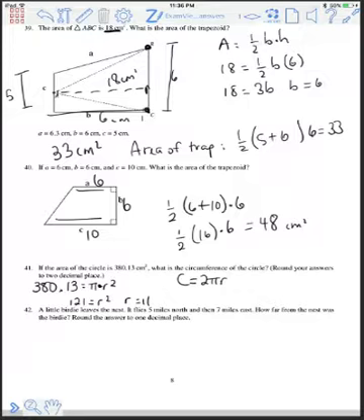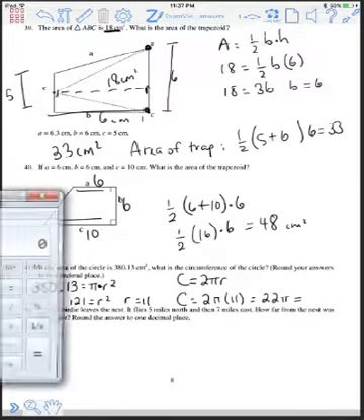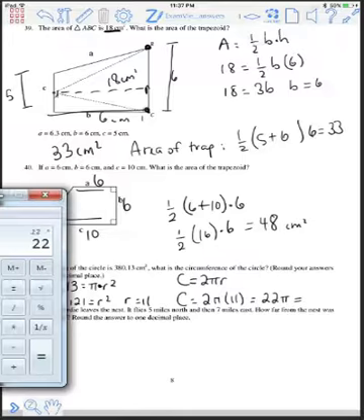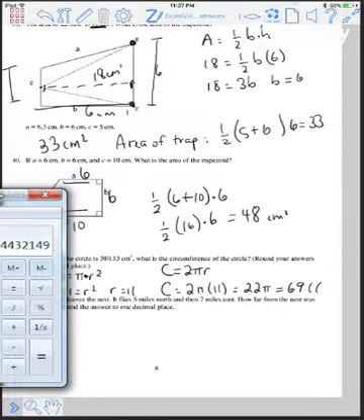So now, the circumference is 2 times pi times 11, which is 22 pi, which is about 69.11 centimeters.